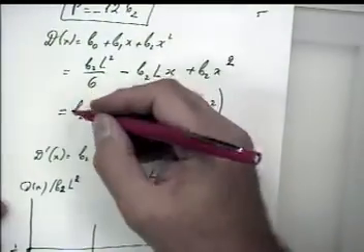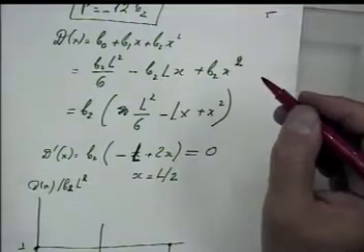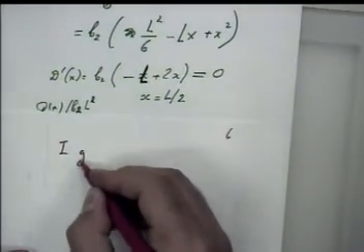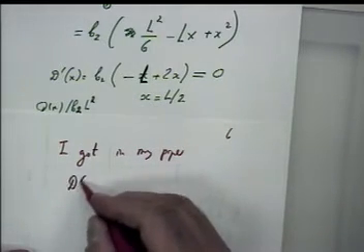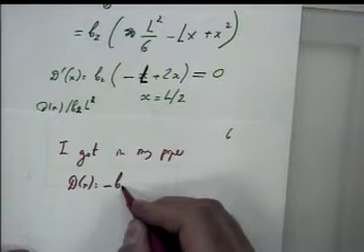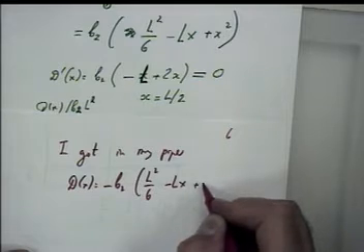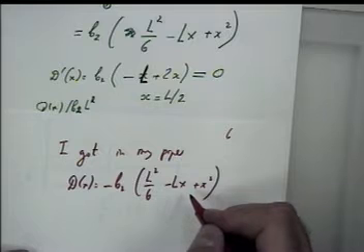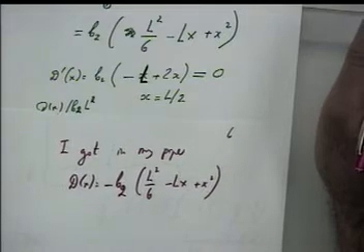I don't know. Okay, let me write it down. Probably I made a mistake somewhere. Everything is correct except the sign. I got on my paper d of x equals minus b2 L square over 6 minus Lx plus x square. Is it possible? I got it with a minus sign. So please check.